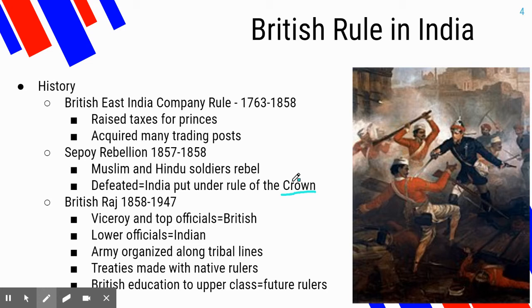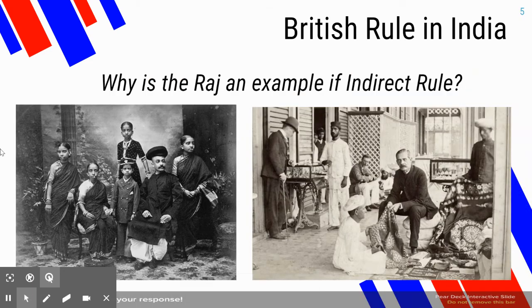in hopes that they will become the future leaders of the Raj and will be loyal to Britain because they were educated by the British. This is going to backfire because guys like Gandhi are going to get their education, and instead of being loyal to the British, they're going to ask the British to leave so that India can set up a modern government. So based on your knowledge of the different styles of rule and what we just learned about India, answer this question to yourself: why is the Raj an example of indirect rule?